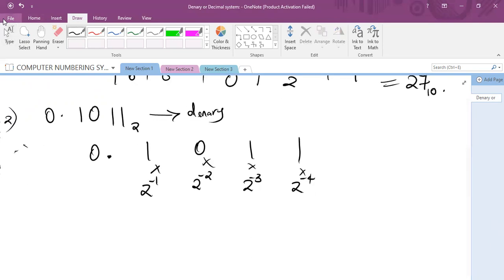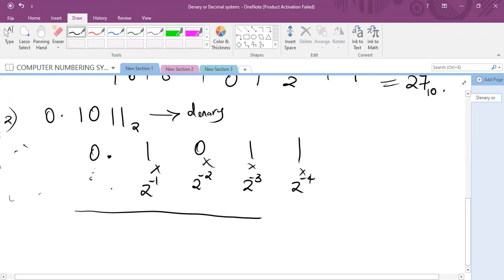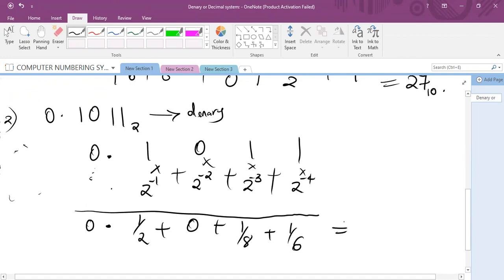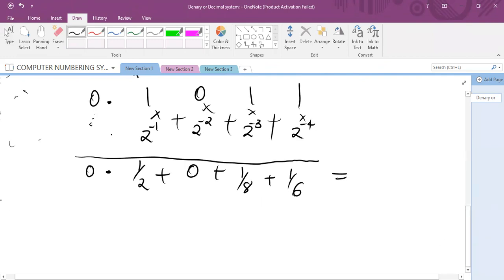So 0, it does not really matter. 0 multiplied with anything, we are basically still just going to get 0 here. If we take 2 raised to power 0, multiply, you'll still just get 0. So 2 raised to power minus 1 will give us a half. Plus 2 raised to power minus 2 multiplied with 0, we'll get a 0. This will give us 1/8, plus this will give us 1/16. So adding all this up, we'll get 0.5.